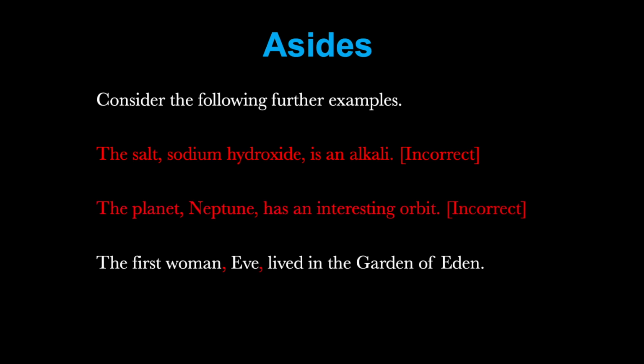And lastly, the first woman, Eve, lived in the Garden of Eden. By convention, we regard the first woman as Eve. So giving her name is truly additional information, because we've already defined who we're talking about by referring to her as the first woman. So that version with the commas is correct. It is truly an aside.